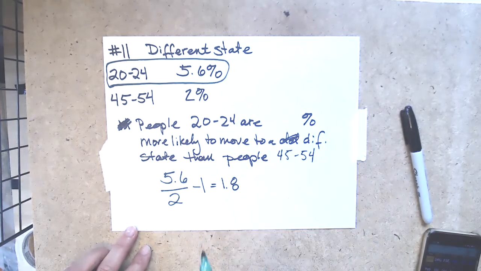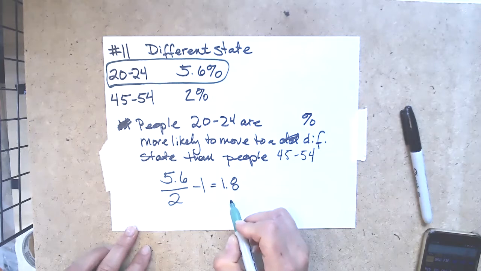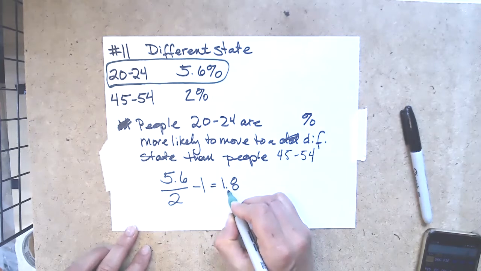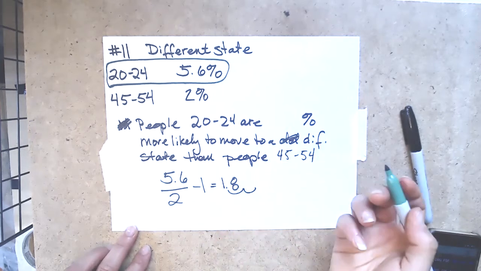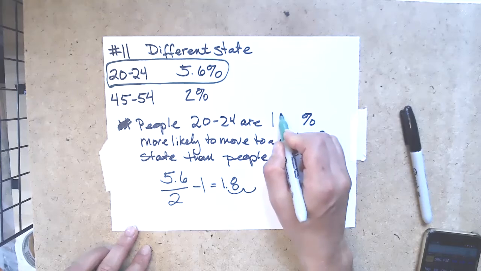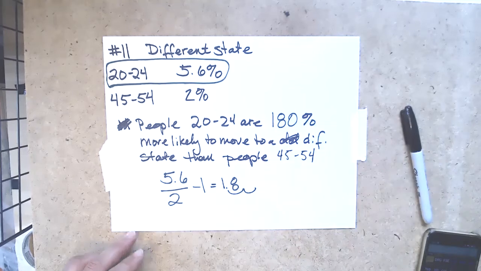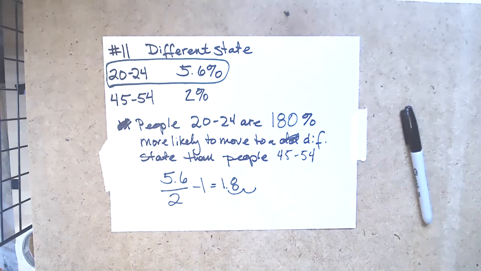So what goes in there is the people ages 20 to 24 are, I've turned that back to a percentage. I have to move that decimal place twice. I have to multiply that by 100, are 180% more likely to move to a different state than people ages 45 to 54. If I'd done the calculation the other way around, if I'd asked how much less likely older people were to move than younger people, I would have gotten that the older people were about 64% less likely to move. So that's problem 11.